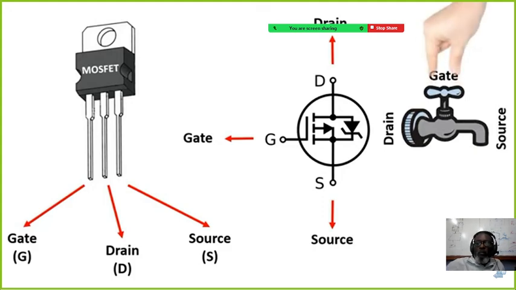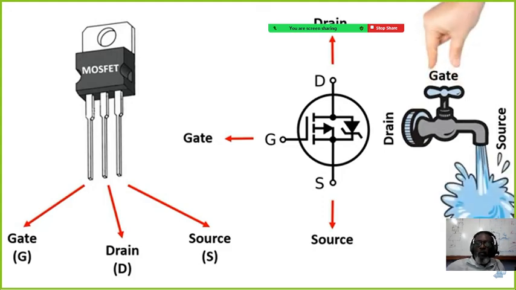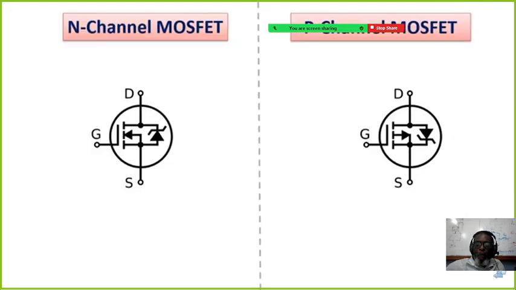We can think of the gate pin, where the trigger is made, as the valve of the faucet, and between the drain to source, where the current passes, as the direction in which the water flows in the faucet. When a trigger voltage is applied between gate and source, a current between drain and source is controlled.